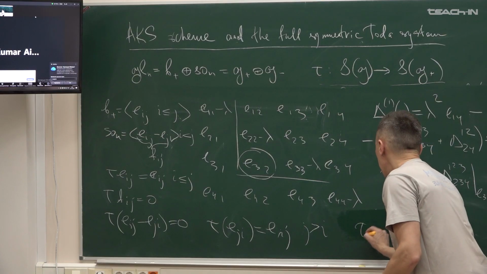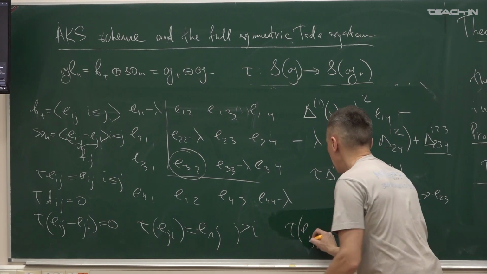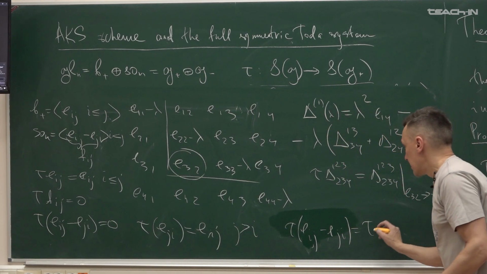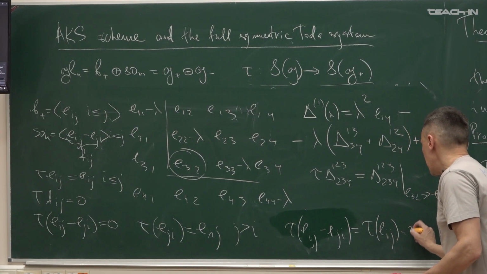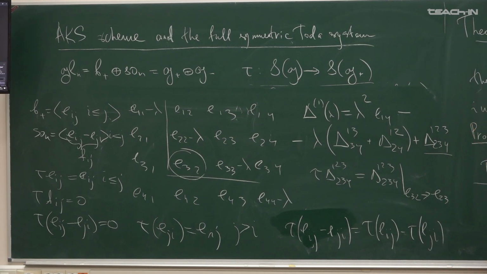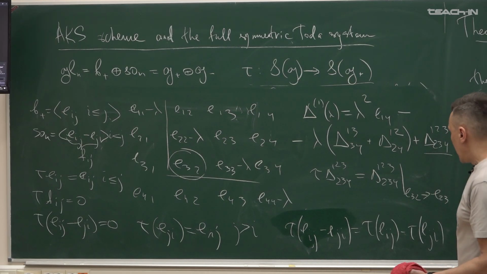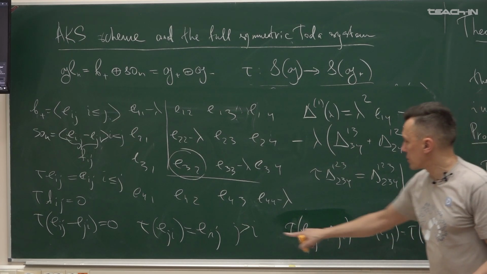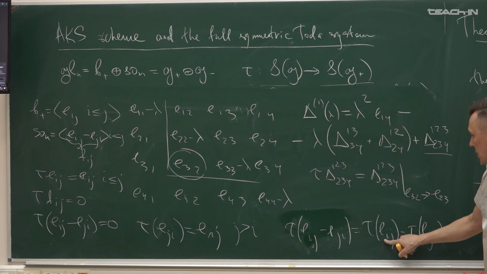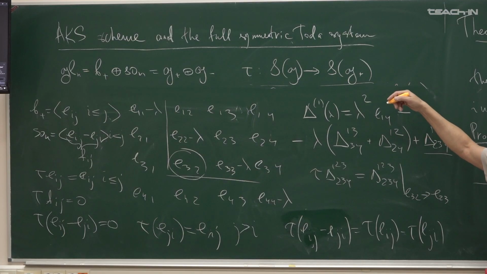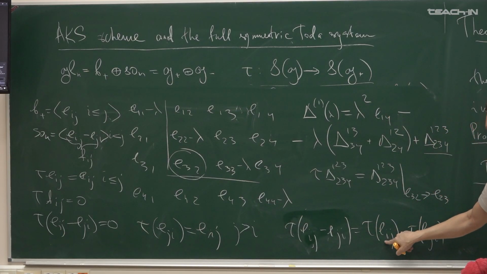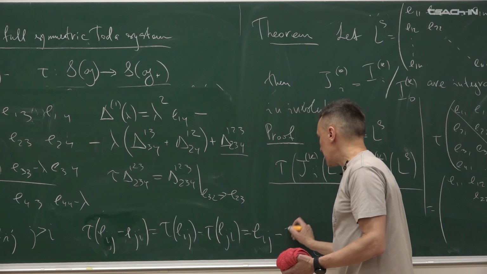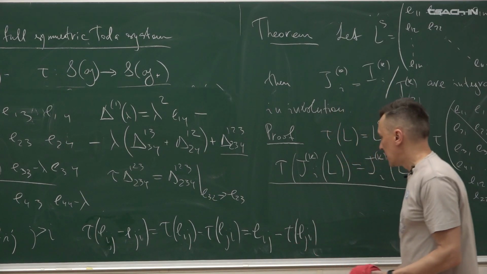So we know that tau of Eij minus Eji, it's a linear map, is tau Eij minus tau Eji. Okay? But we know that this goes to Eij. So if j is greater than i, this is an element of the Borel subalgebra, upper Borel subalgebra. So tau acts on this element identically. It will be Eij minus tau Eji. And this is 0.